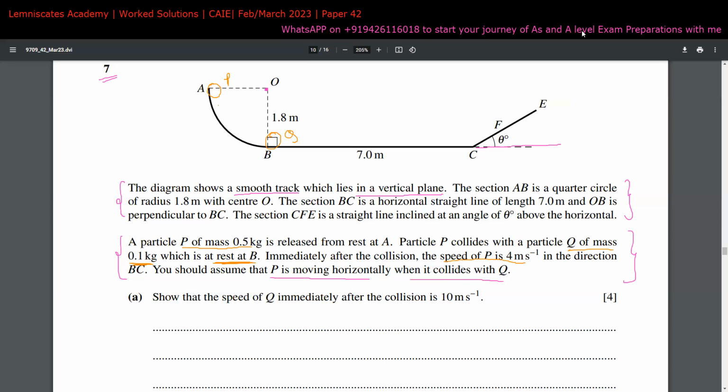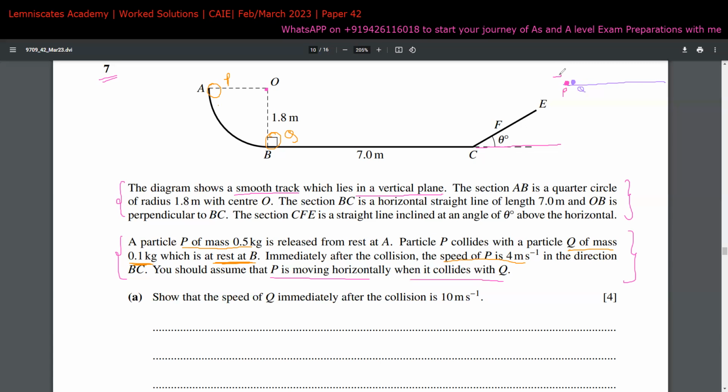So the kind of situation that they're trying to make us imagine before the collision is something like this. Let's say that this is a curved track ending somewhere over here. Then your particle Q is over here. Particles are pretty much small, something like this. Let's say this is Q. And then P is coming from the back, so it's now on the horizontal track itself. That's what you have to assume.